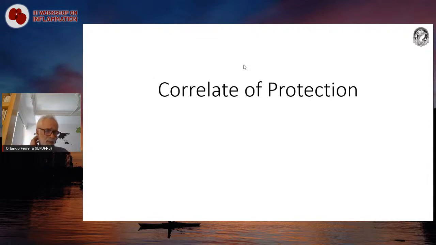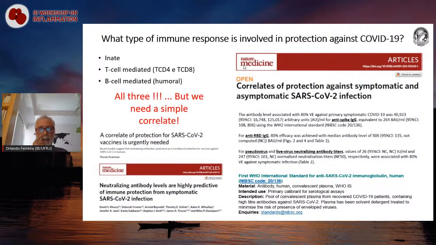Okay, I'm going to start talking about the correlate of protection because this is a very hot issue now in the literature of vaccination. We know that all three types of immune response are involved in the protection against COVID-19. In the beginning there were many discussions about which one, the innate, the T cell mediated, or B cell mediated, would be the most important. And I think, in my opinion, all three are important.